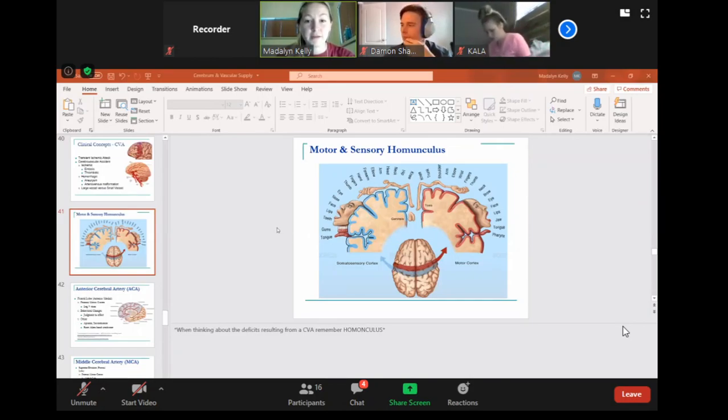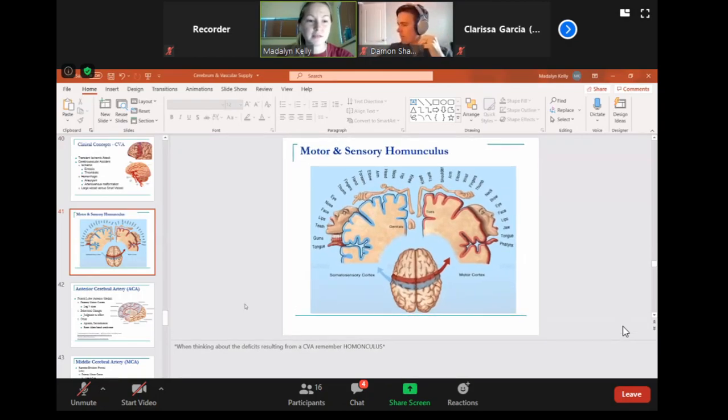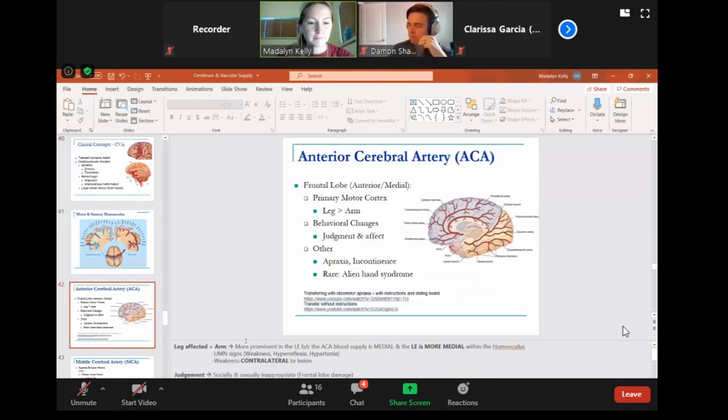The homunculus. This thing is disgusting, but you still got to learn it. It just grosses me out for some reason. But you need to know this, where everything is, because where you have that stroke, you're going to be able to determine by knowing the homunculus what it's going to affect. So if you don't already have it down, you need to really study this.